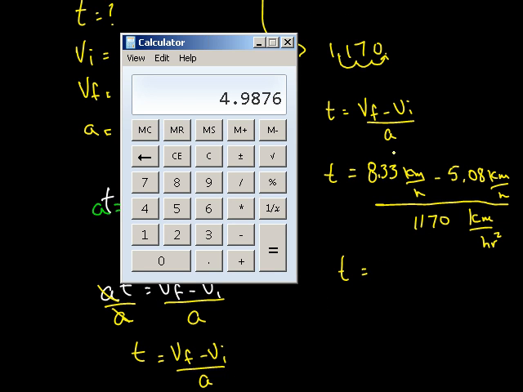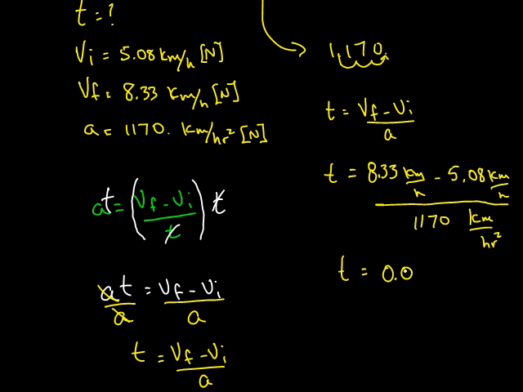Okay, let's tidy up the numerator first. We'll go 8.33 minus 5.08 equals this, and then we divide it by our denominator, so divided by 1170 equals 0.0027 repeated. 0.0027 repeated seconds. So not very long.